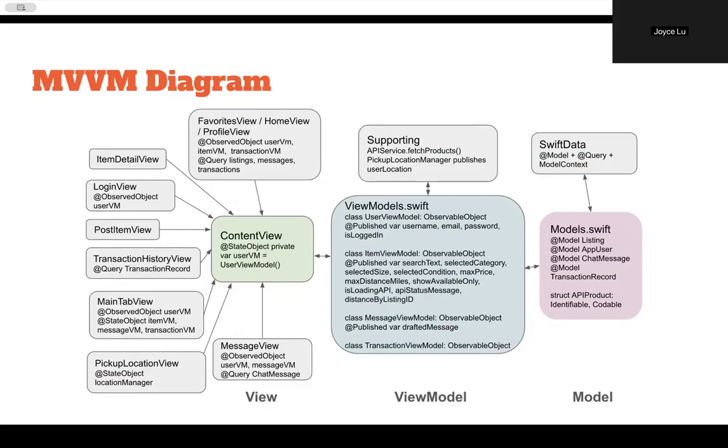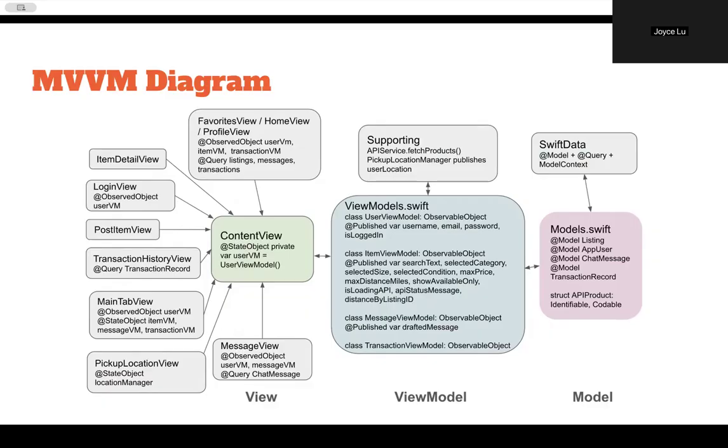The middle section is the view model layer. My main view models are user view model, item view model, message view model, and transaction view model. So these classes conform to observable object and use published variables to update the UI when data changes. For example, user view model manages login and register state. Item view model manages searching, filtering, listing creation, favorites, API loading, and distance calculations. Message view model handles sending and deleting messages, and transaction view model handles purchase actions.